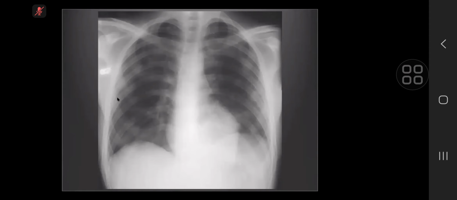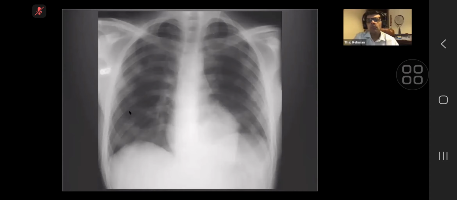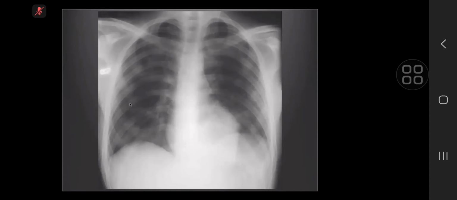Okay, it looks slightly nodular. There are nodules in the lung. That's a nodule. That's a nodule. Irregular nodules, not discrete nodules. So bilateral nodular opacities, predominantly in the mid and lower zones.